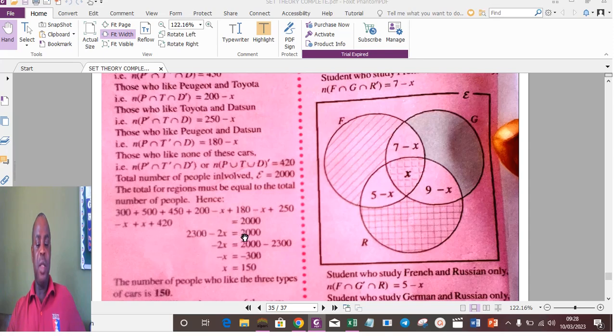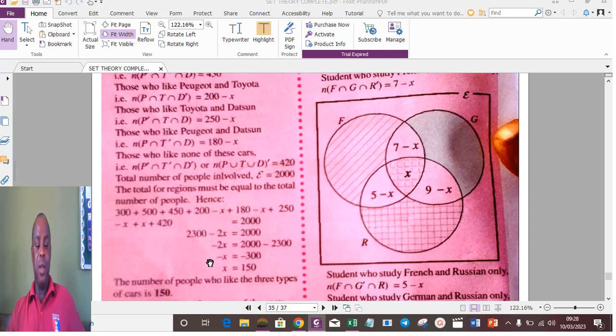2,300 minus 2S is equal to 2,000. If you take this 2,300 to the other side, you have minus 2S is equal to 2,000 minus 2,300. So minus S is minus 300. So S will be 150.